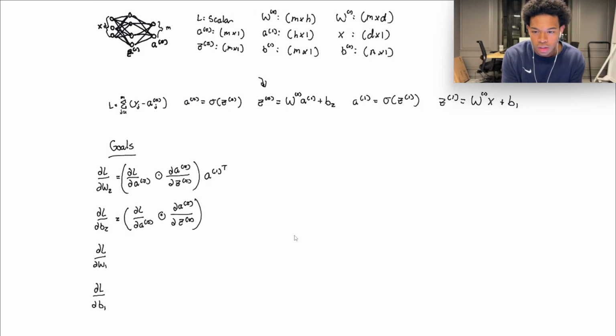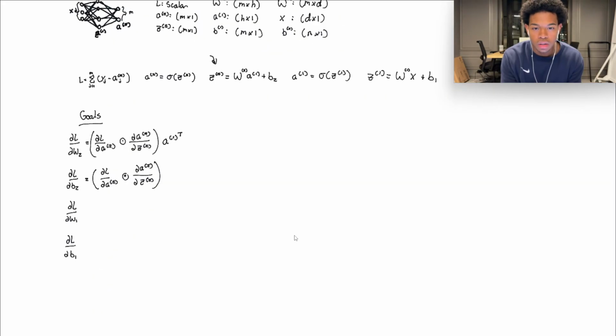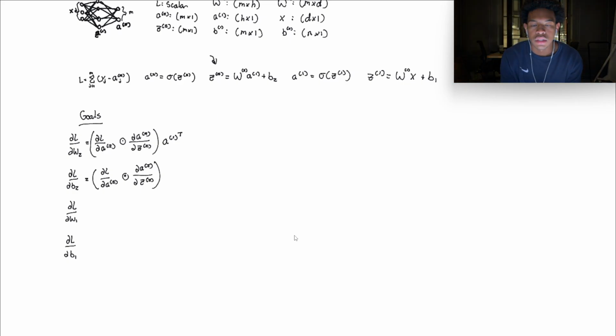To get to W1, what would I do? I have to go through A1, which means I would take it with respect to W2. No, no, I would go through A1. It's L with respect to A2, A2 with respect to Z, Z with respect to A1 instead of with respect to W, and then A1 with respect to Z1, Z1 with respect to W1.